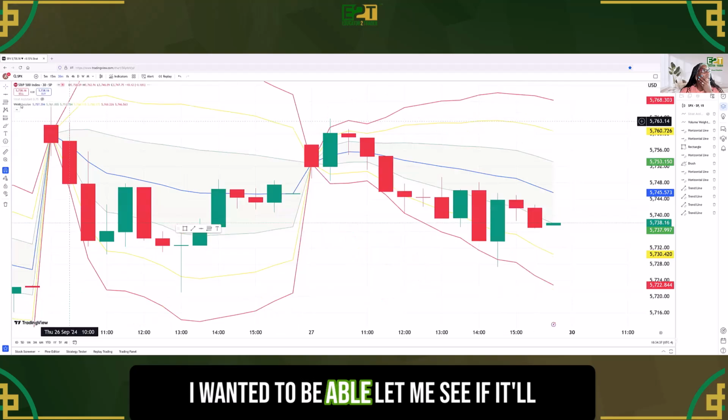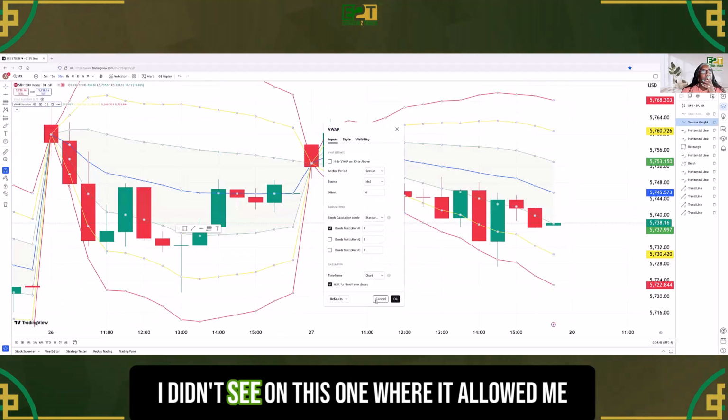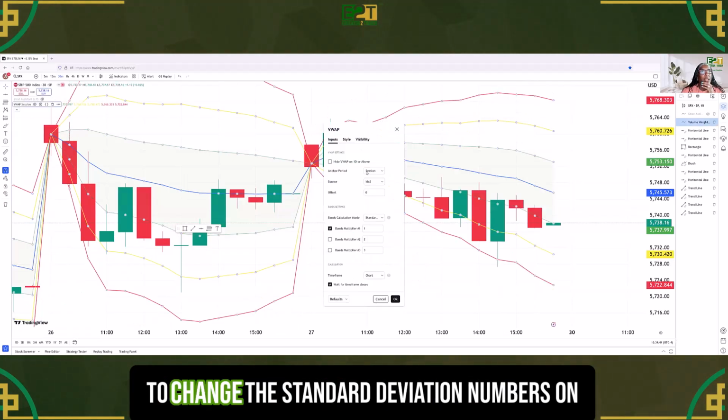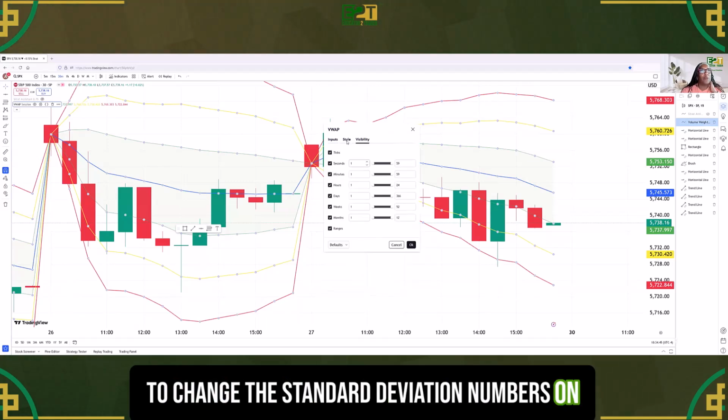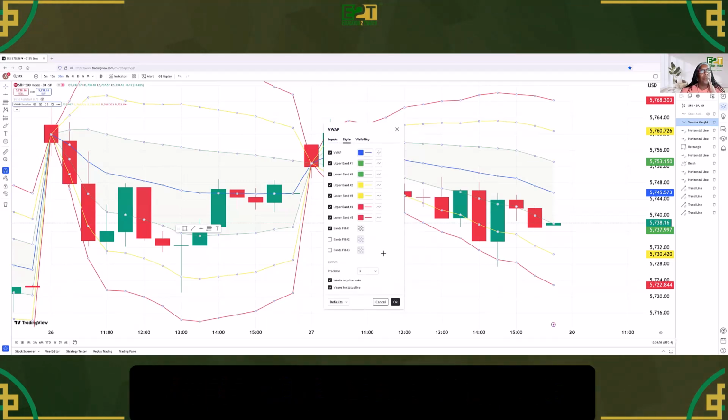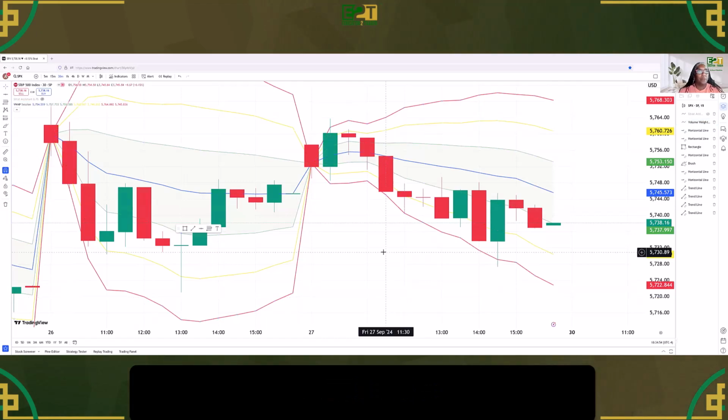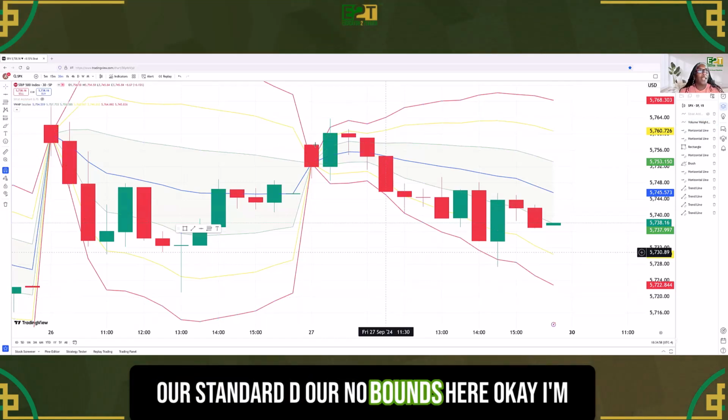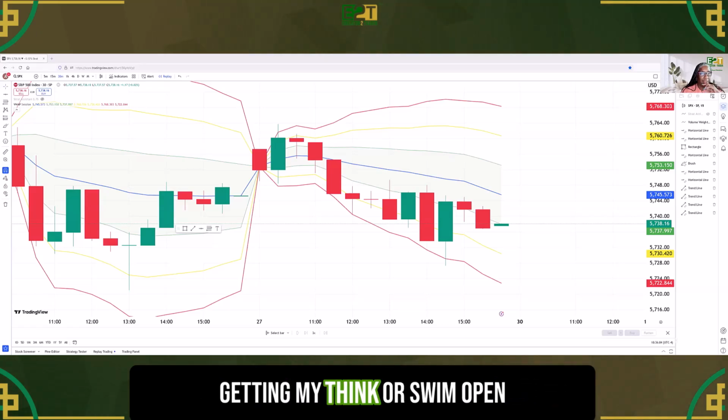I wanted to see if I could change the standard deviation numbers on this one. On that other one, it did. Okay, so this gives us our little bounds here. Okay, I'm getting my Thinkorswim open.